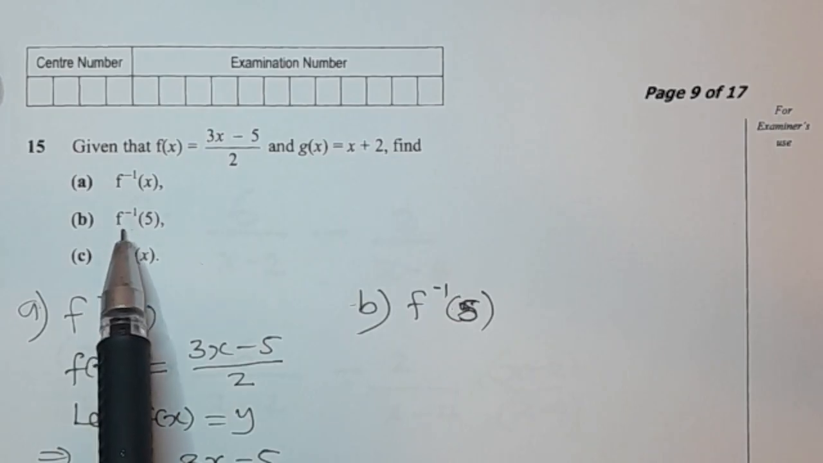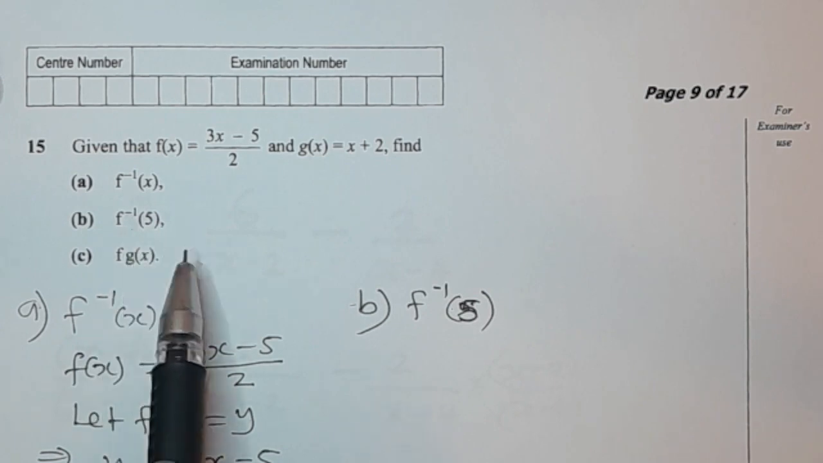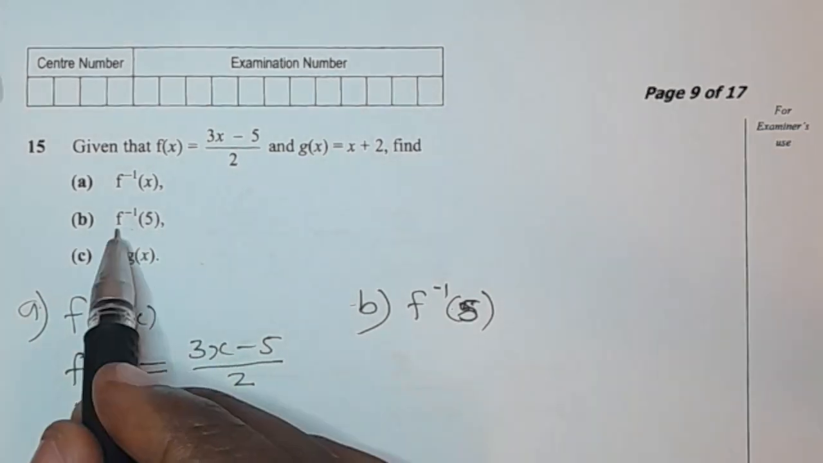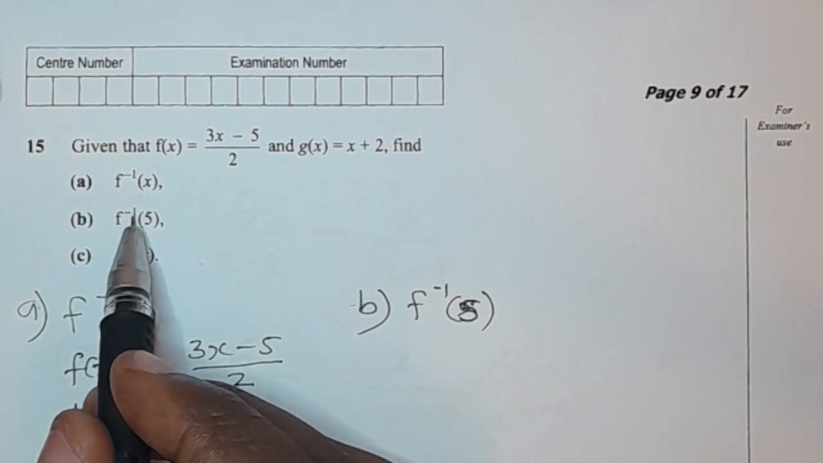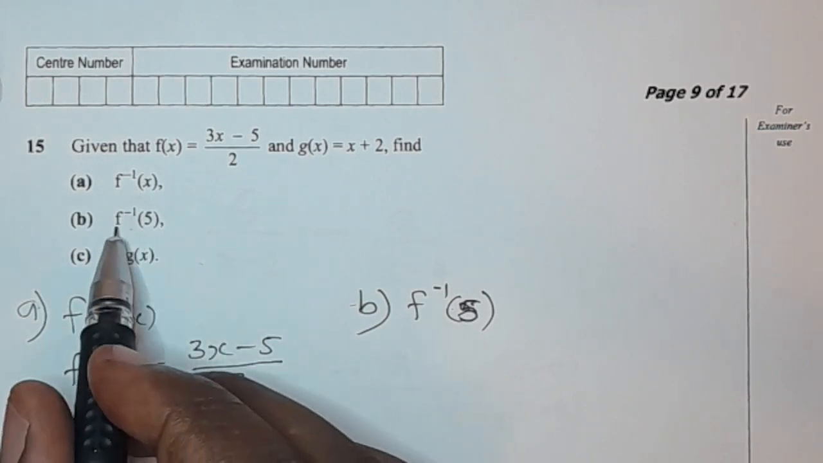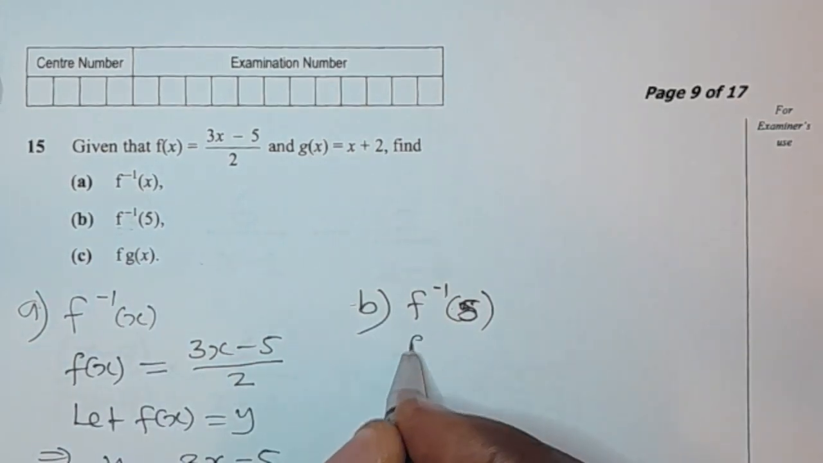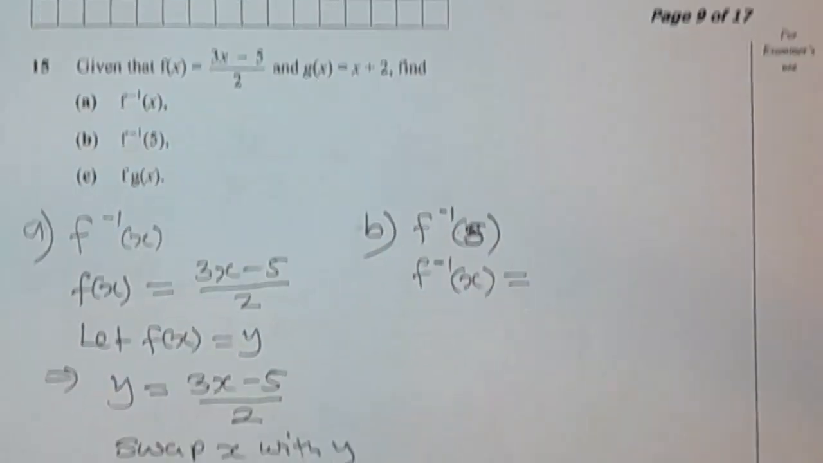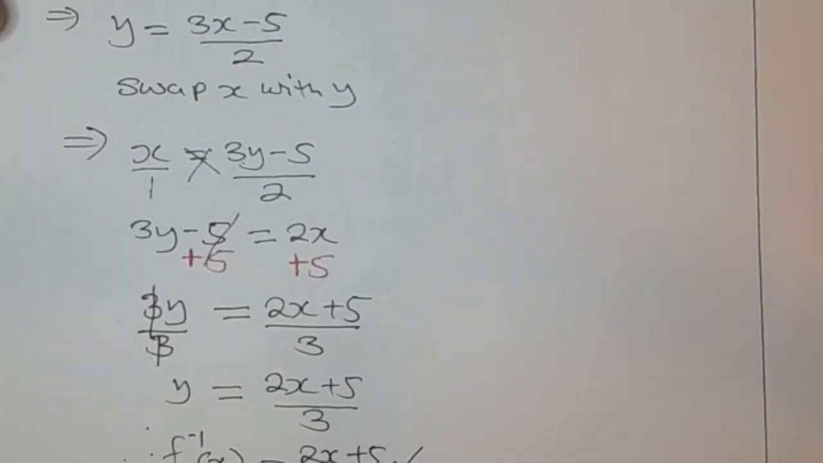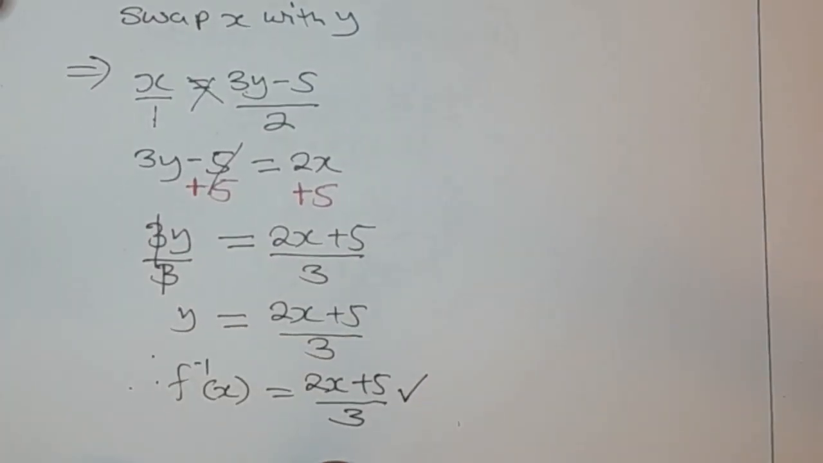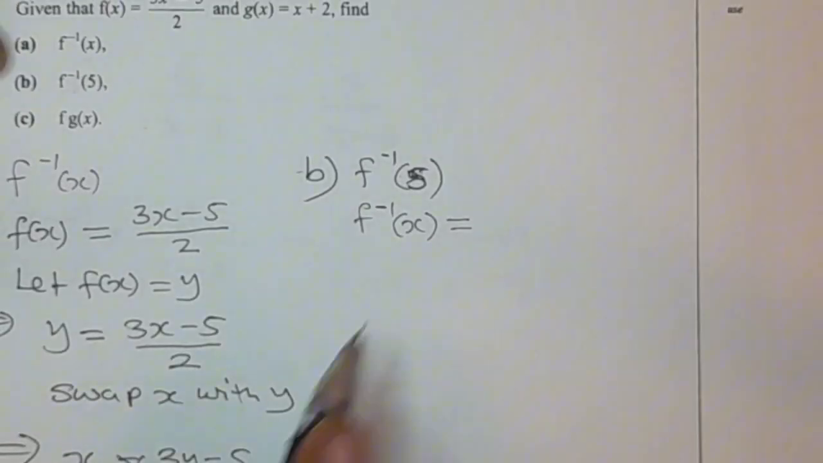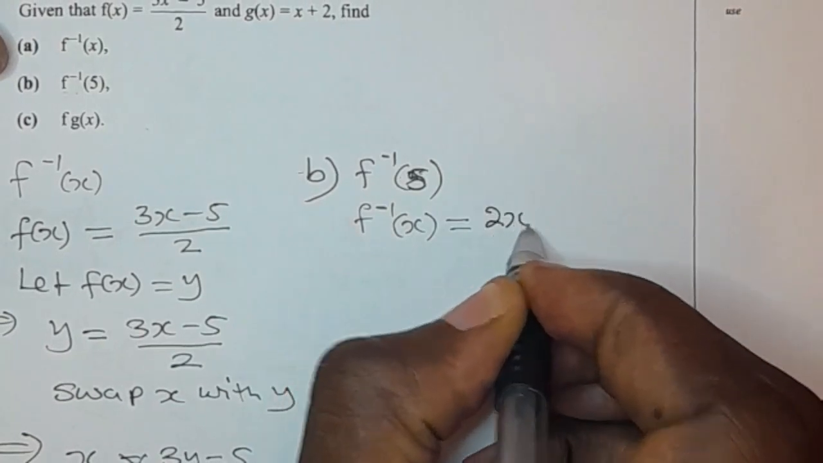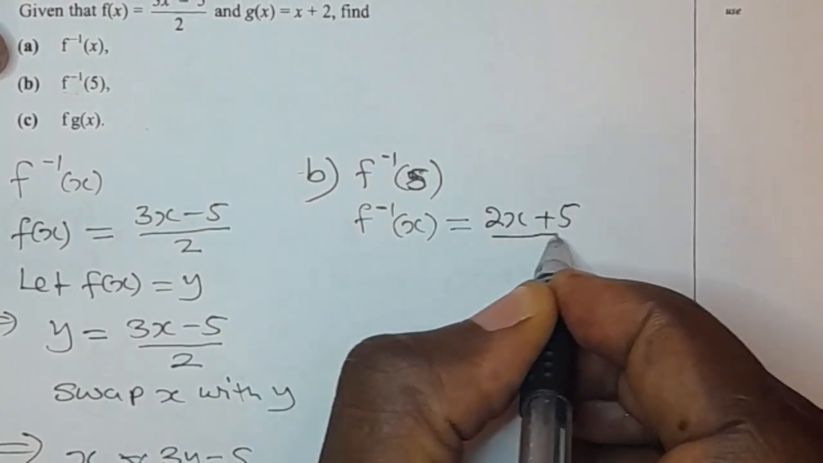So at B, they want us to find f inverse of 5. So what we are finding is the inverse of the function f of x. So first of all, for us to find this, we are supposed to write the inverse of x. The inverse, we found that it's (2x plus 5) over 3.